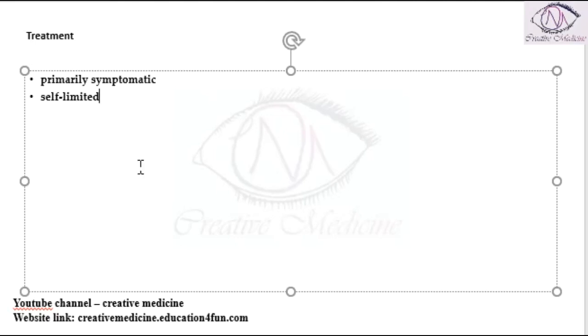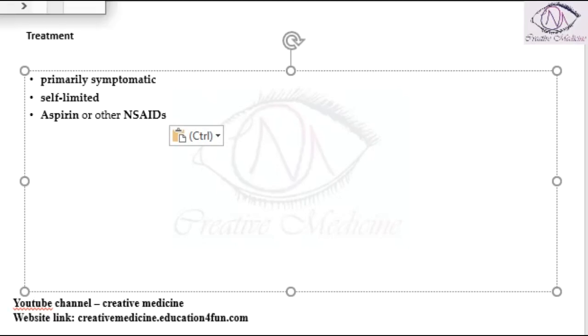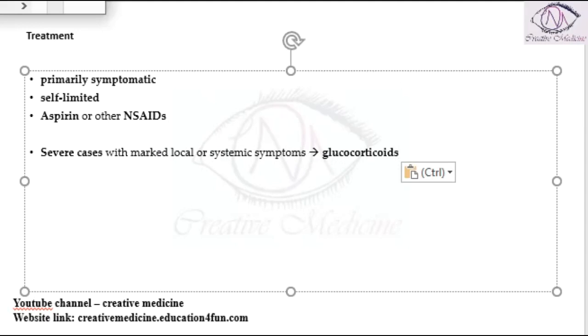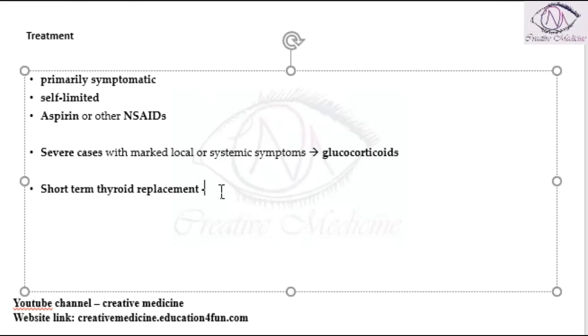Aspirin or other NSAIDs can be given to control the disease in most cases. If the patient is a severe case with marked local symptoms, glucocorticoid treatment can be given. Sometimes even short-term thyroid replacement therapy can be done, especially in the hypothyroid state, because thyroid hormones should always be normal for the normal functioning of the body. So we have to give short-term thyroid replacement measures for the hypothyroid state.